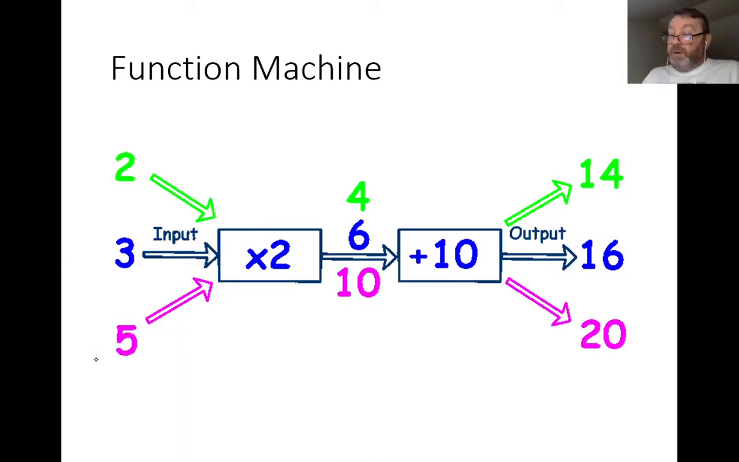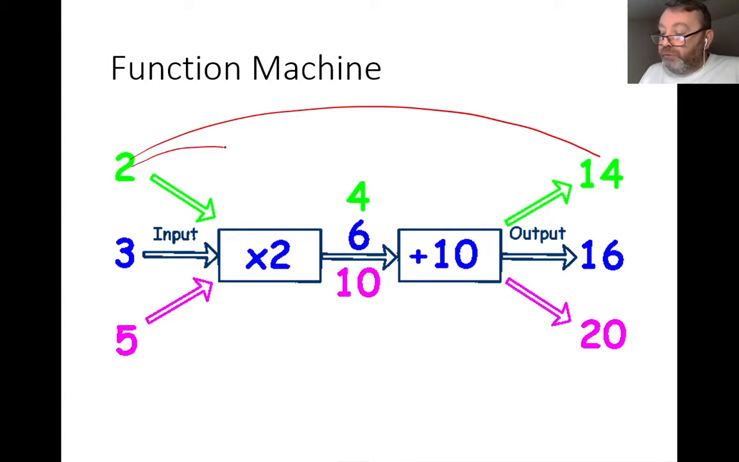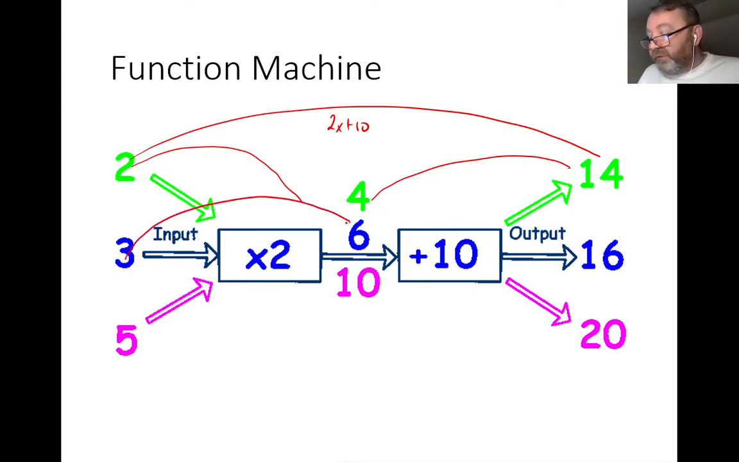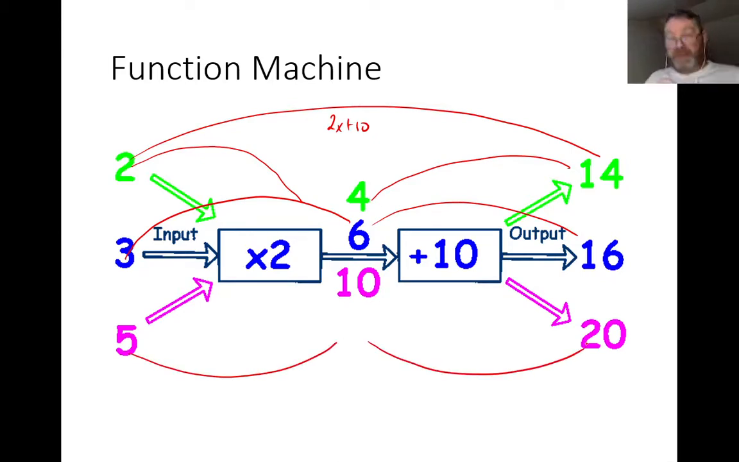Pen. So 2 is mapped to 14. Why? Because 2 times 2 is 4 and 4 plus 10 is 14. Do you see how the overall function of what we would call 2x plus 10 is broken into two smaller steps. 3 is mapped to 16. Why? Because 3 times 2 is 6, and 6 plus 10 is 16. And finally, 5 is mapped to 20, because 5 times 2 is 10, and 10 plus 10 is 20. So keep that in your head as we go forward.